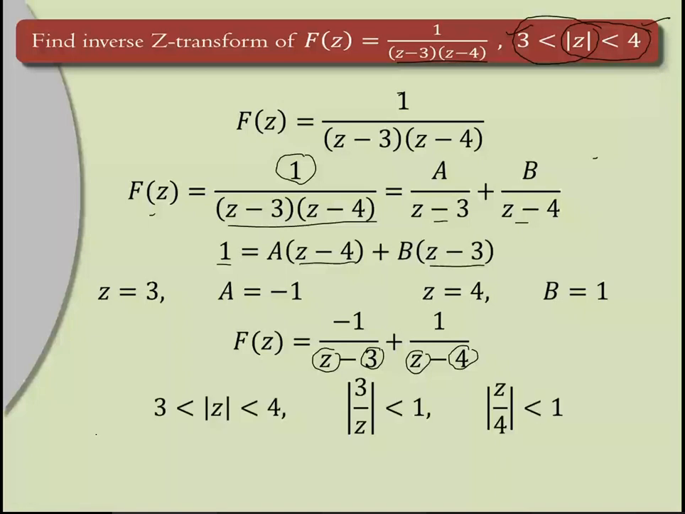Now making use of this condition, try to bring the term which is less than 1. We want the term less than 1. So take this z to other side. So mod of 3 by z less than 1, and making use of these two, try to bring the term which is less than 1. We want less than something. So take this 4 to other side. So we get mod of z by 4 less than 1 and mod of 3 by z less than 1. We always want term less than 1.